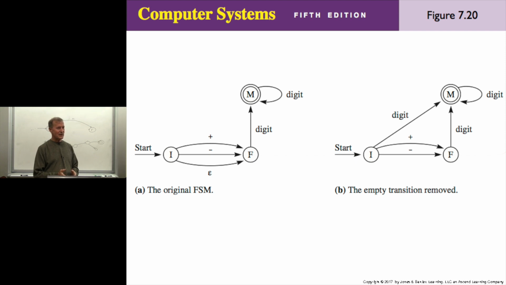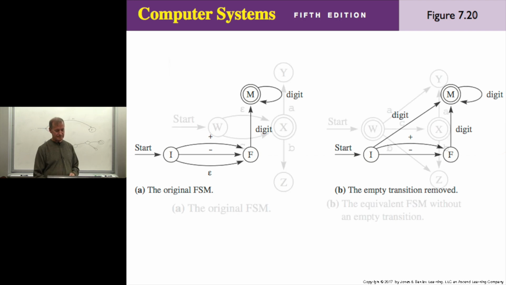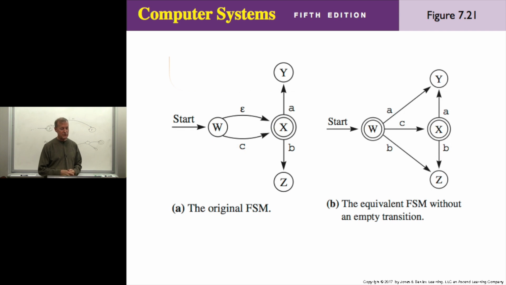Now, does everybody see how this works? Okay. Now here's another, a little bit more complicated one. In figure 7.21, in part A we have the original finite state machine. Now what do we have? A transition from where to where on the empty? From W to X. But now from X we have from where to where? X to Y on A, and also from X to where? X to Z on B.